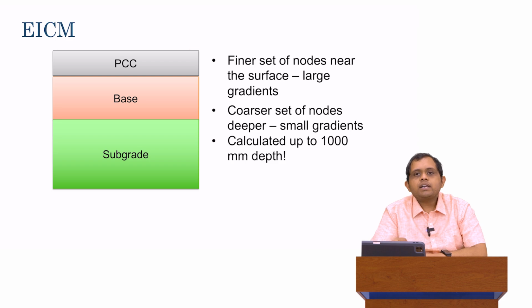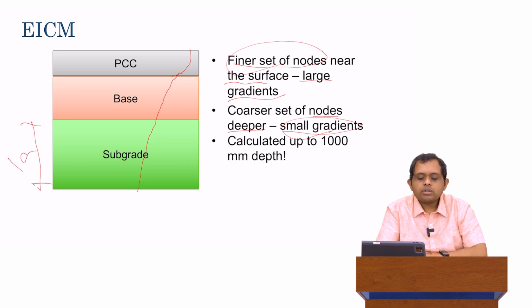Now, generally, we would like to solve in such a way that we are capturing the variation in the temperature distribution. So the temperature distribution at the surface, so along the PC surface, we tend to have a very large temperature distribution. It's very non-linear. But as you go further deeper, it starts becoming more and more linear. So what that means is near the surface, we have large gradients. And so we would like to have a finer set of nodes. Away from the surface where the nodes are getting deeper, we have smaller gradients. So we would like to have a coarser set of nodes. And of course, we generally go down in the EICM, we go down to a depth of 1000 mm for the subgrade. So we end it at 1000 mm, even though the subgrade technically is even deeper than that.